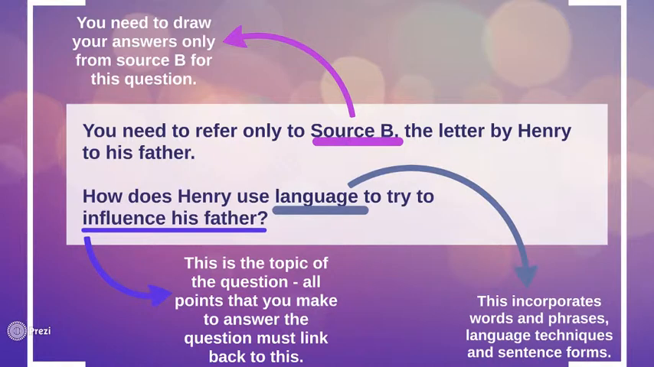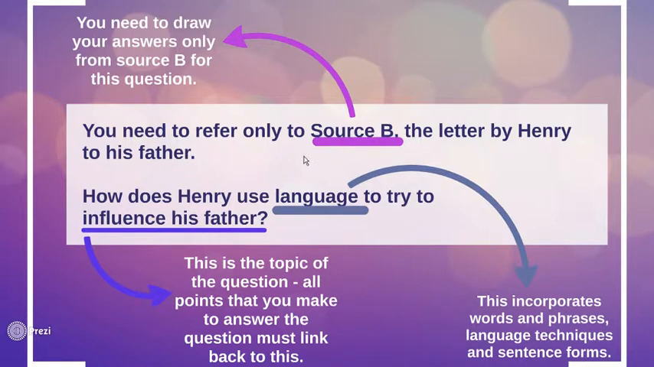Hopefully you did pause that, and I have identified similar areas. Firstly, it's important to note that you need to refer only to source B, so you can completely discount source A for this part. I suppose I should have underlined the letter by Henry to his father, because if you have read the sources, you'll notice that source B is actually split up into two sections. One letter is by Henry, the other letter is by his father, so you just need to be careful that you isolate all of your points to the letter by Henry and not part of that source.